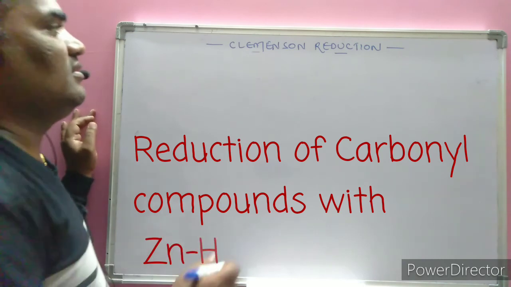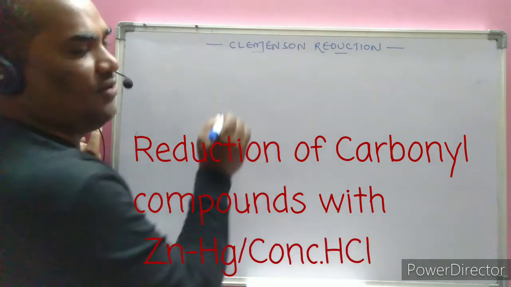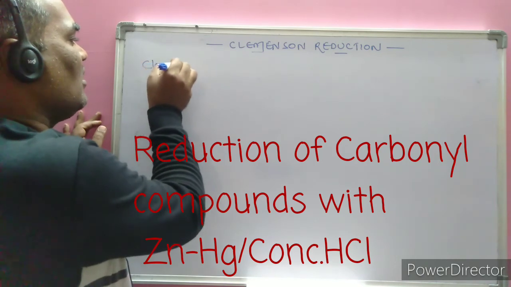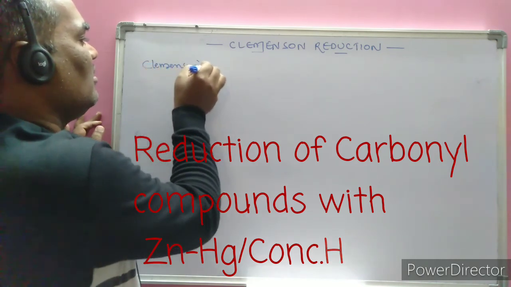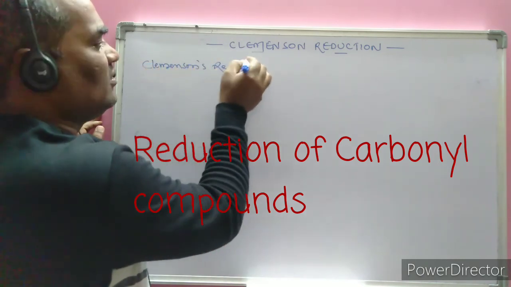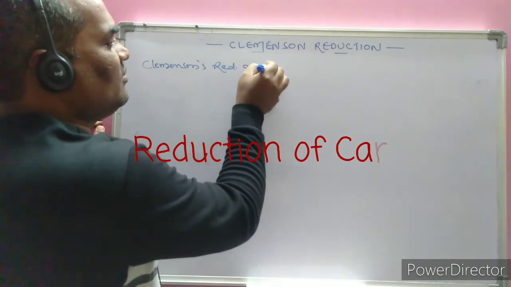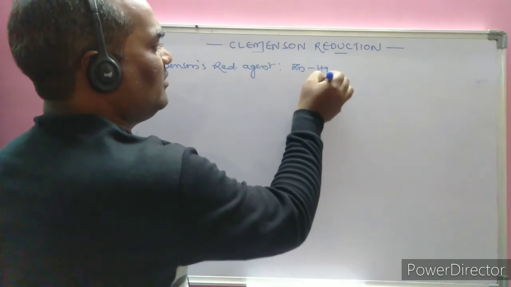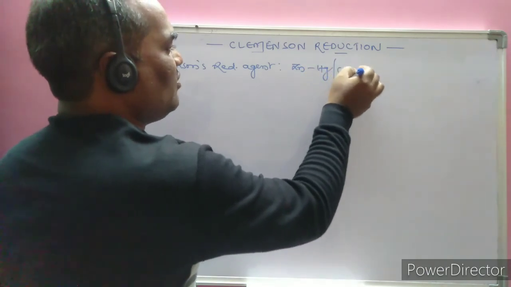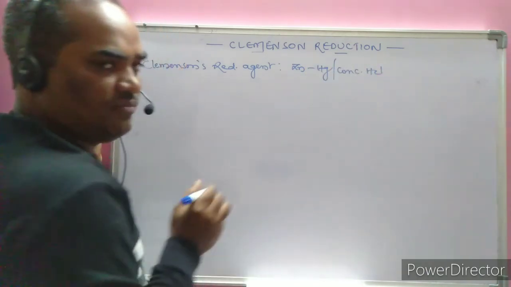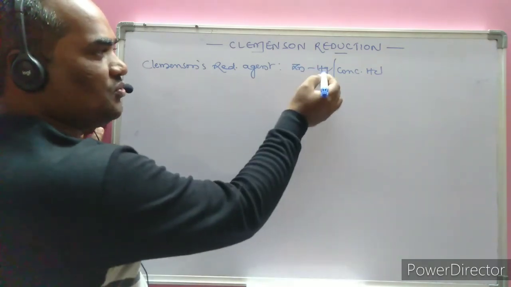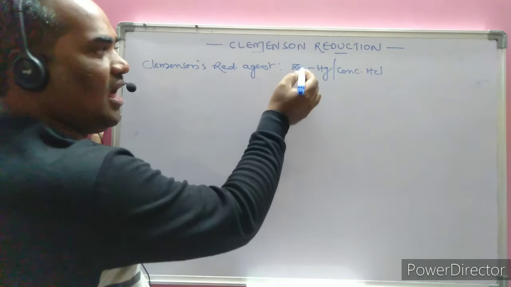Today's reaction is the Clemmensen reduction. What we use is the Clemmensen reducing agent. The Clemmensen reducing agent is a zinc amalgam and excess of concentrated HCl. Amalgam means an alloy in which one of the constituent metals is mercury.